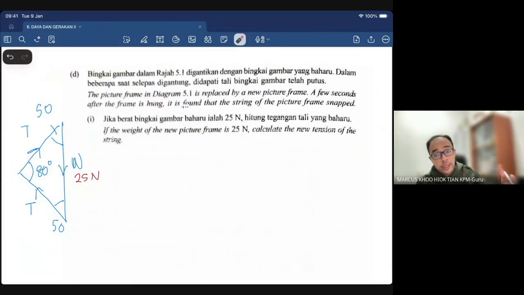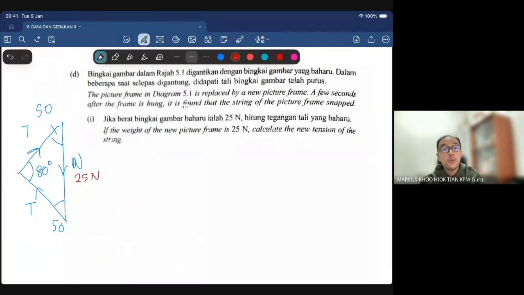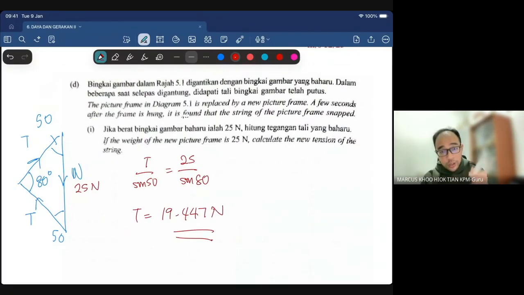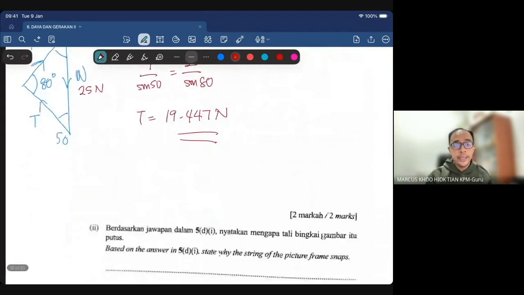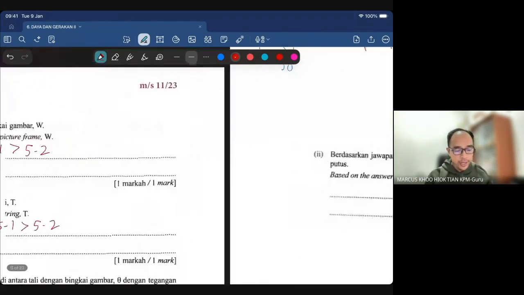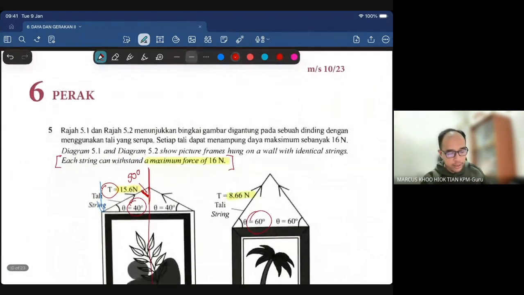So in order to calculate the new tension of the string, I just want to find T lah. Same lah, we use again the sine rule. So T over sine 50 equals W, which is 25 newtons now, over sine 80. You calculate this, you get T equals 19.447 newtons.